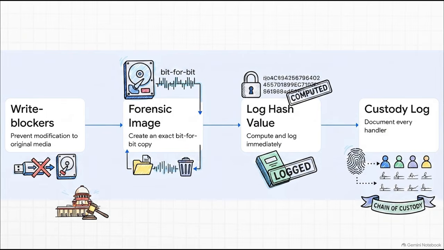Step 1. Use write blockers. These are physical hardware devices that intercept data commands, physically preventing a computer from accidentally writing any new data onto the seized drive. Step 2. Create a forensic image. Now, this isn't a normal copy-paste. It captures the entire physical drive bit for bit, including hidden or deleted files. Step 3. Compute and log the hash value immediately. And Step 4. Maintain a documented custody log of every single person who touches that evidence.